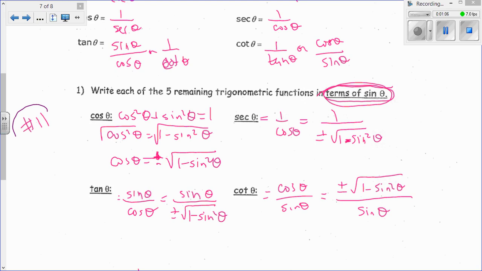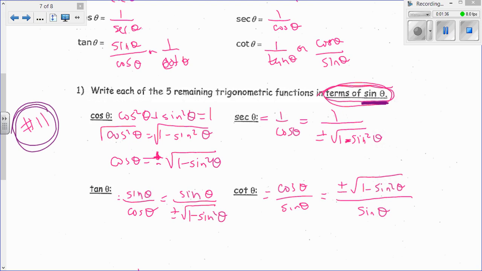And when I have number 11 here, that just means it's number 11 on the classwork that you're going to be doing in class. Write each of the 5 remaining trig functions in terms of sine theta. We've seen these directions before, except it usually says sine and or cosine. This time it's just sine theta. I only want my answers in terms of sine theta, meaning I can't have a cosine or a tangent or any other trig function in my answer.